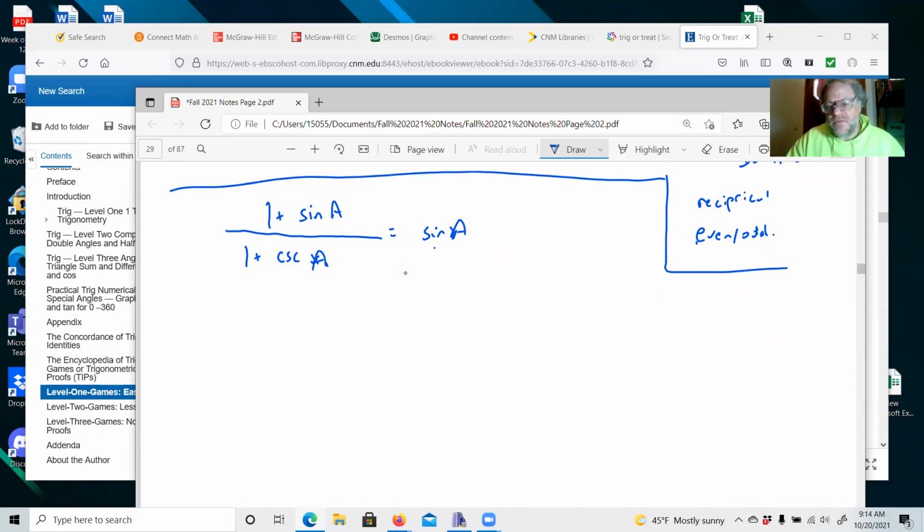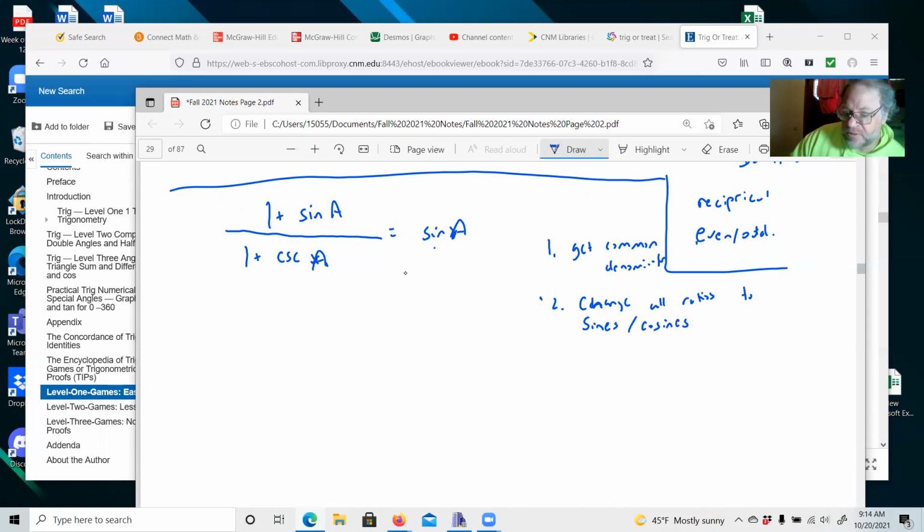Okay, and so in order of things that you might want to do is get common denominators. Okay, one of the most powerful things you can do is change all ratios to sines and cosines. Okay, that's one of the most powerful things you can do. Trying to think of another one that they could do. But can common denominator, oh, multiply by conjugates.